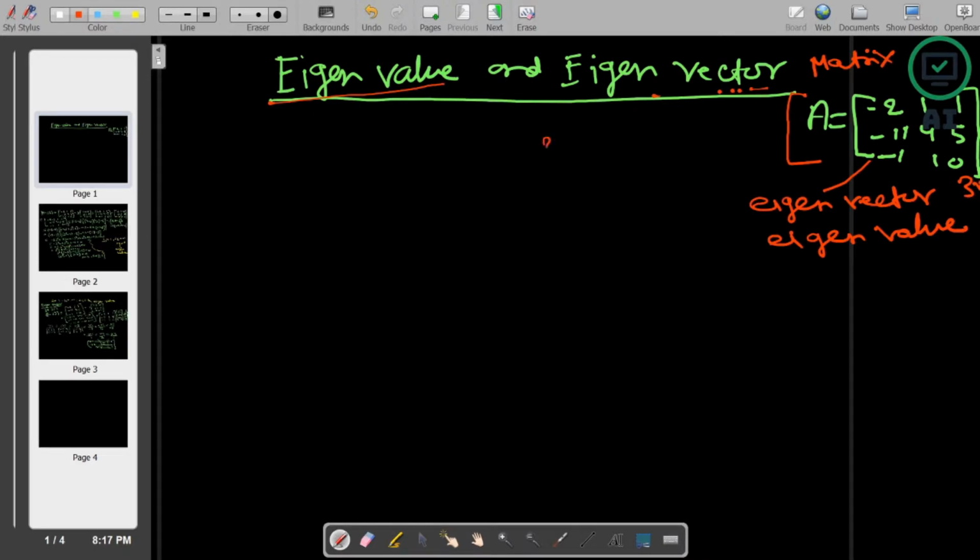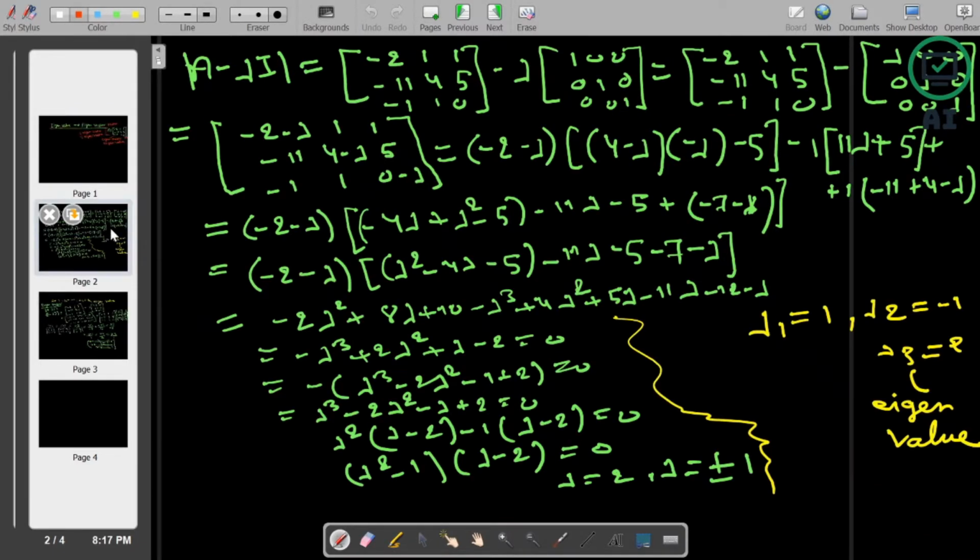So we will be having 3 eigenvalues and corresponding 3 eigenvectors. So each eigenvalue will have their respective eigenvector. So let's see how to find out the eigenvector and eigenvalue. So let's take this example.